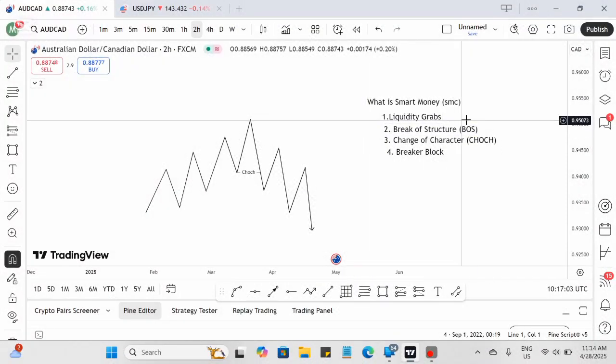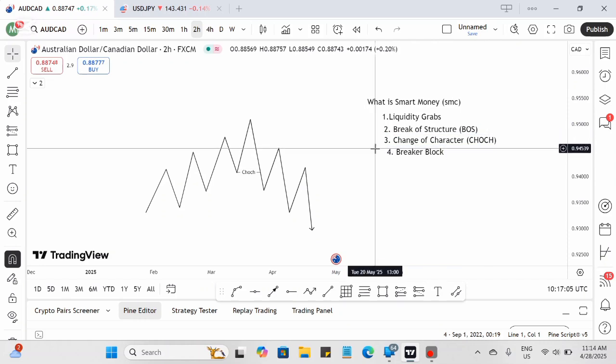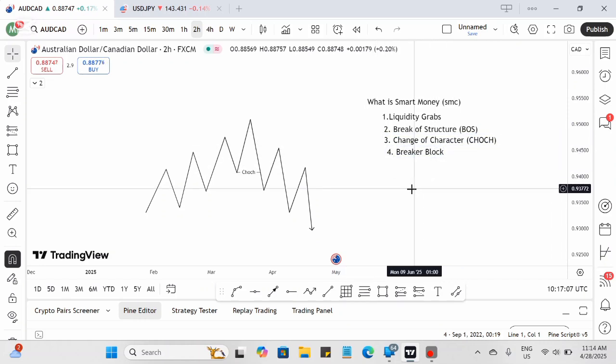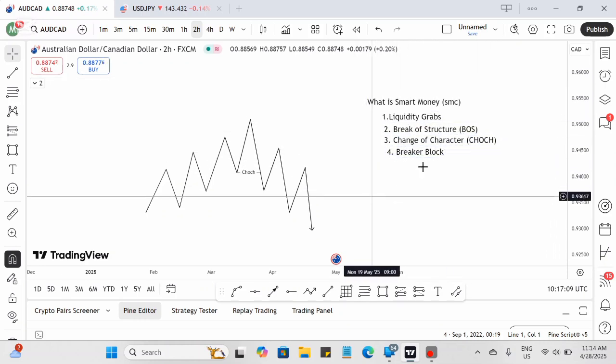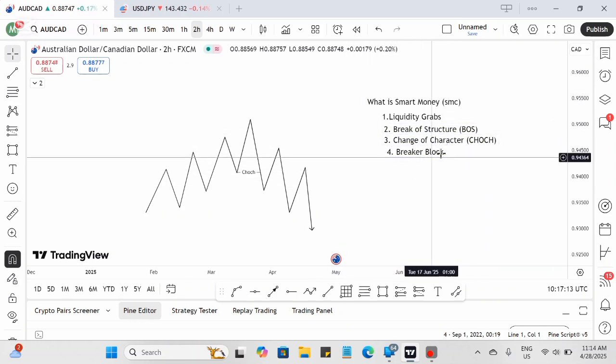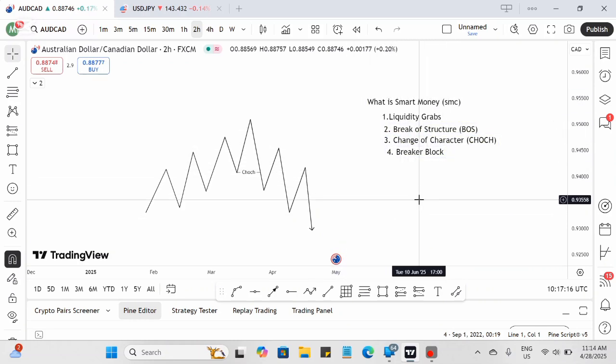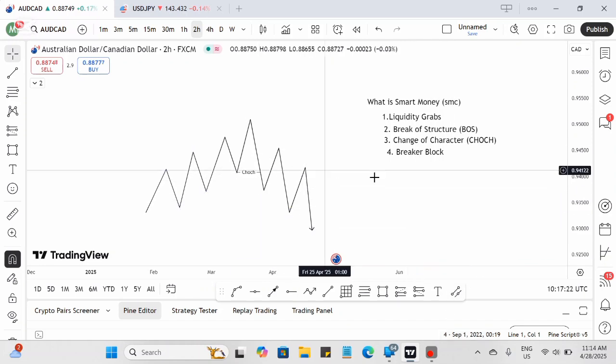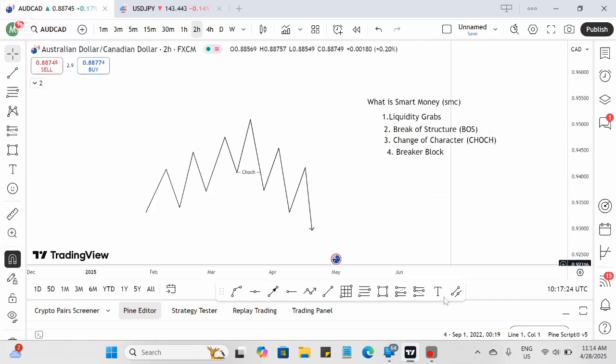So we've explained liquidity grab, break of structure, change of character, breaker block. So how do we put them all together to get an entry? So how do we use all of them simultaneously to get an entry, to enter a trade, either a buy trade or a sell trade? So let's take an example. Let's see how we can use all these to enter into an actual trade.